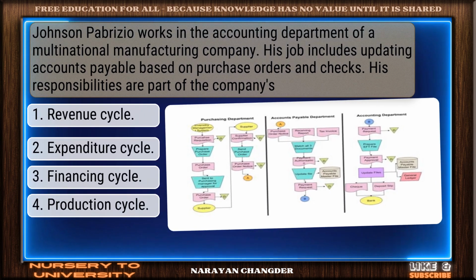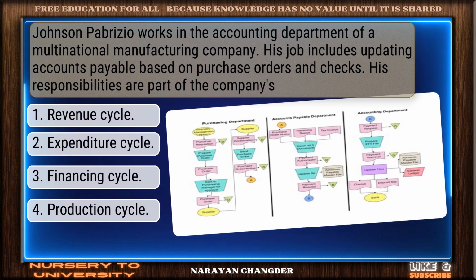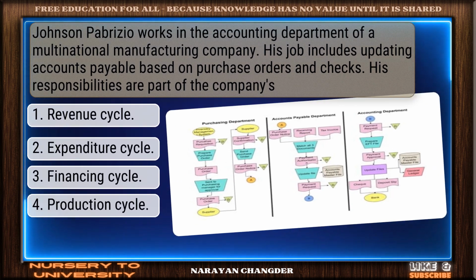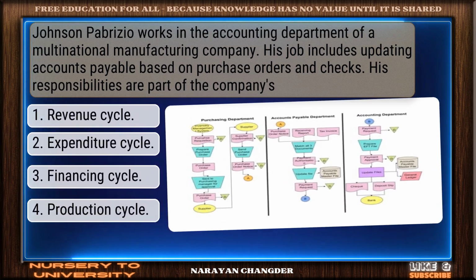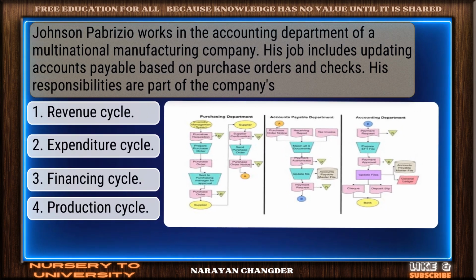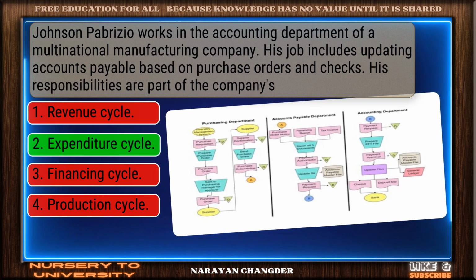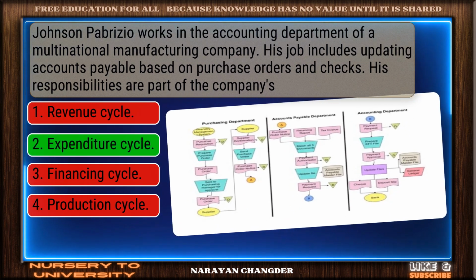Johnson Fabrizio works in the accounting department of a multinational manufacturing company. His job includes updating accounts payable based on purchase orders and checks. His responsibilities are part of the company's... Nice work. You chose expenditure cycle, and it is correct.